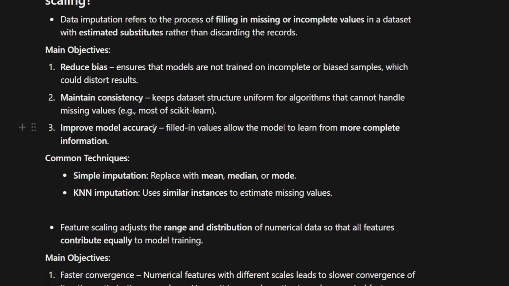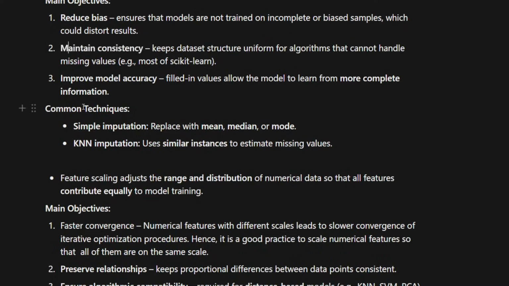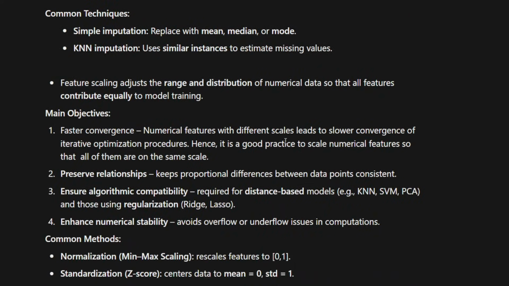It improves model accuracy because most of the models need a complete dataset, complete information, and they might not work as intended if there is missing information. That's why we are using imputation. Common techniques: simple imputation, which replaces with mean, median, or mode. Second, KNN imputation uses similar instances to estimate missing values.